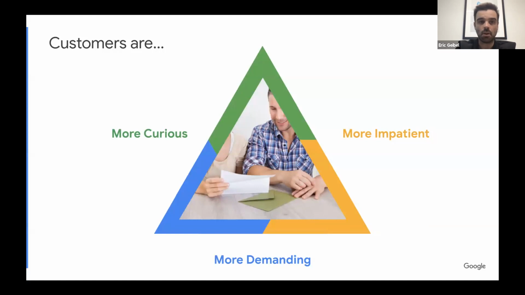So with that being said, we believe that today's customers and consumers, from a Google standpoint, we're seeing that they're more curious, more demanding, and more impatient. So let's talk about ways in which you could capitalize on that. I've talked about a couple of different ideas that I have specifically for your industry, but at a high level, here are some things that all digital marketers should be thinking about.